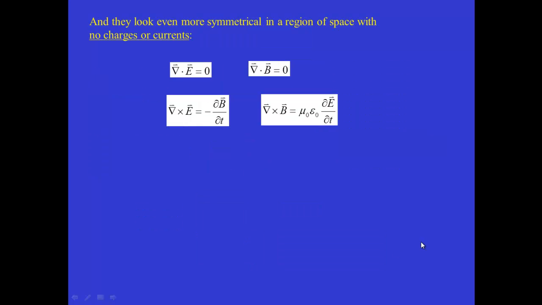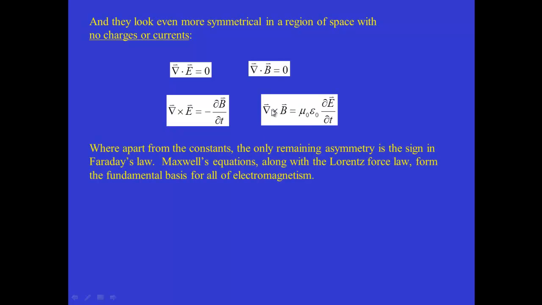So they even look more symmetrical, these equations for E and B, if we apply them to a region of space where there are no charges and no currents. So that means that Gauss's law becomes del dot E is 0 because there's no charge. Del dot B we know is 0. And Faraday's law is the curl of E is negative dB/dt. And if there's a region of space with no current, then the curl of B is mu naught epsilon naught times dE/dt. So with these equations, apart from the constants in the expression for the Ampere-Maxwell law, the only remaining asymmetry is this minus sign that we see in Faraday's law.